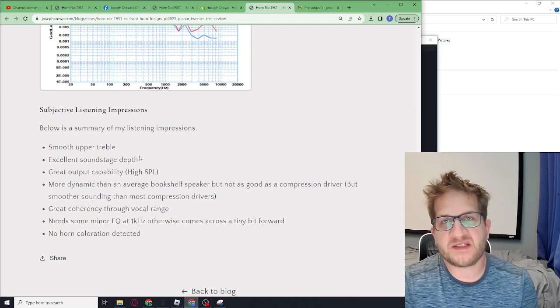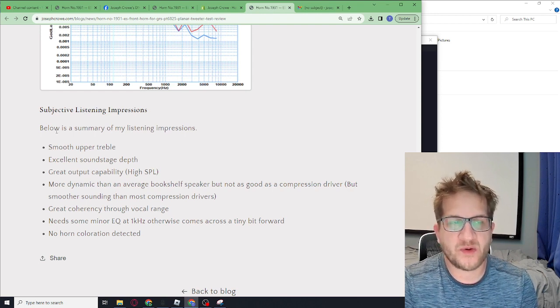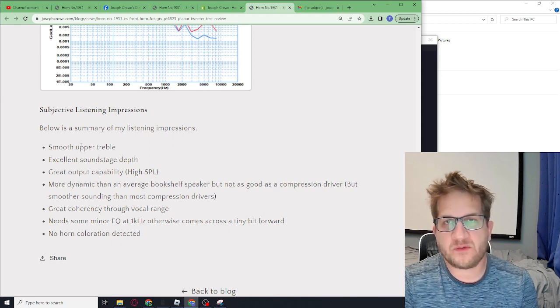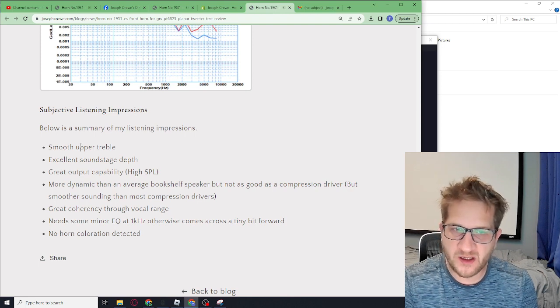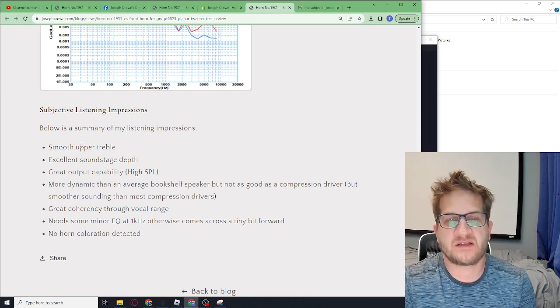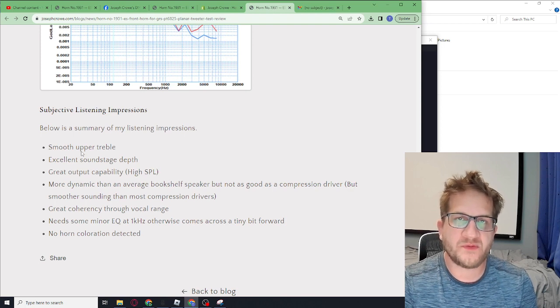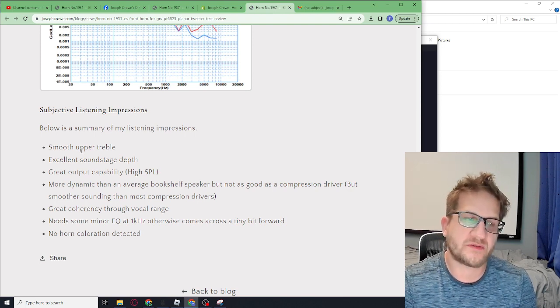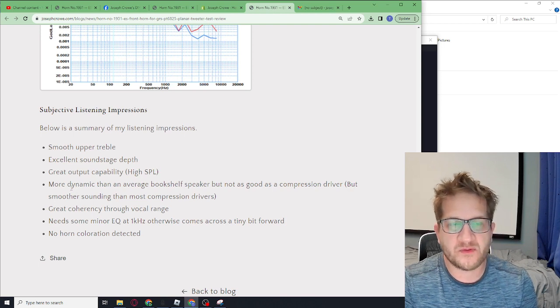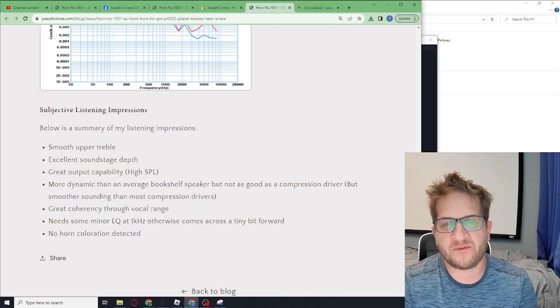So subjective listening impressions. I found that the upper treble was quite smooth, had excellent soundstage depth, great output capability. I found that it was more dynamic than an average bookshelf speaker, but it wasn't quite as dynamic sounding as a compression driver. But I will note that it sounded smoother than most compression drivers. Great coherency through the vocal range, and I did find that it needed some minor EQ at that 1 kilohertz area, either through DSP, adding a little notch filter, or doing that in the passive crossover. Otherwise the sound came out a little bit forward sounding.